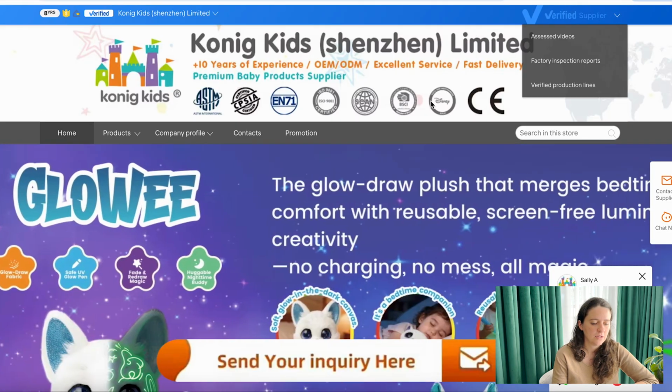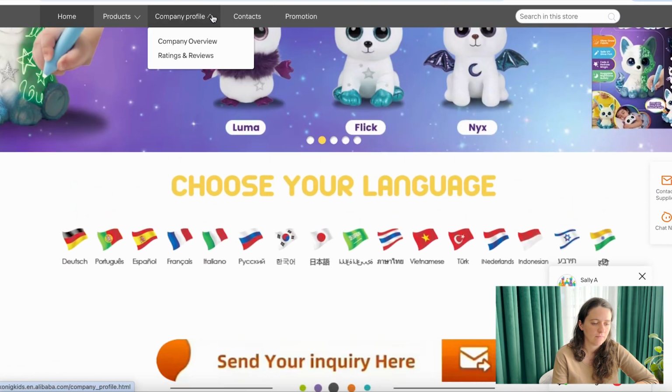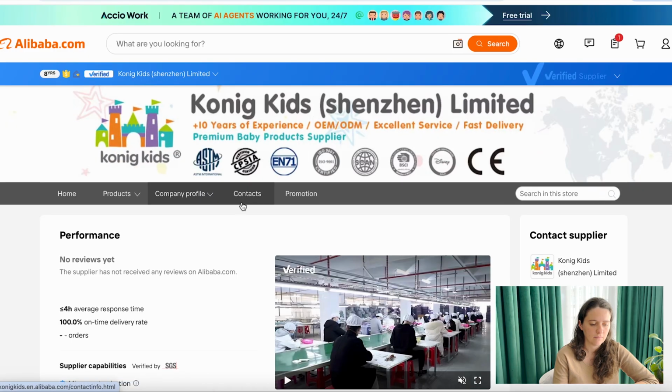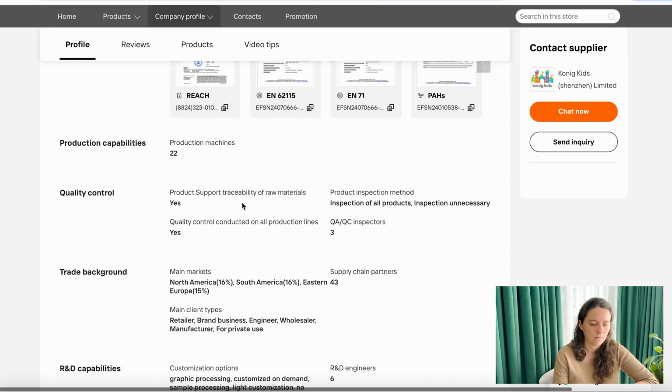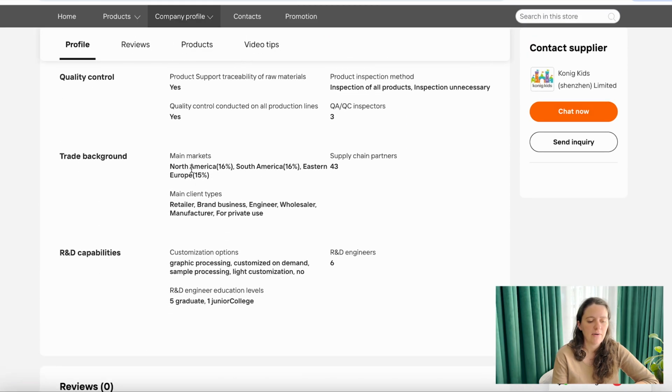And let me see this one. This one also North America, South, but here they say South America also. So I would prefer here that they ship mainly to Western Europe also. So this one I don't really like.